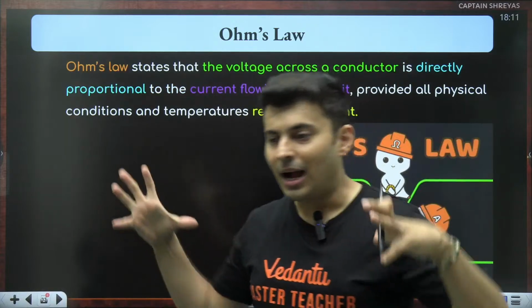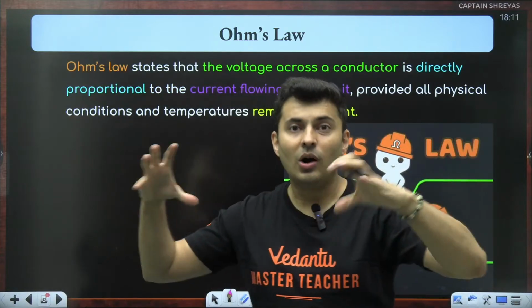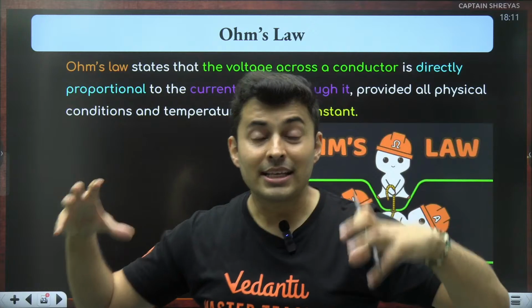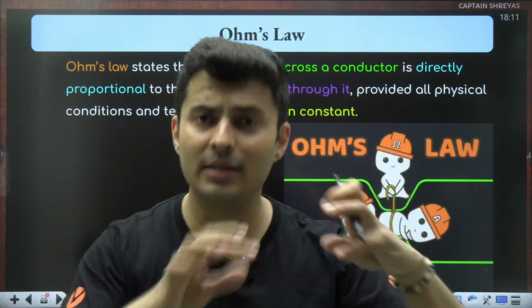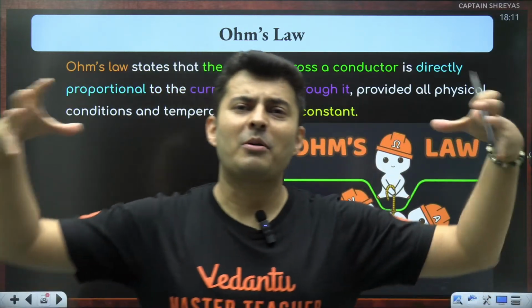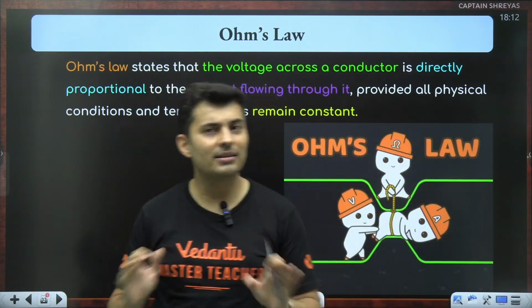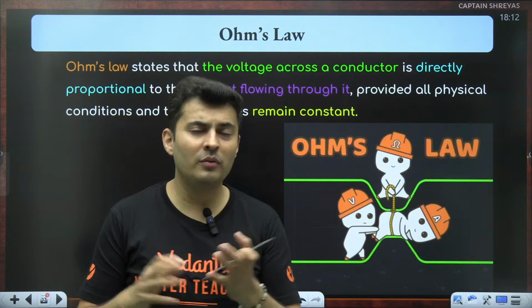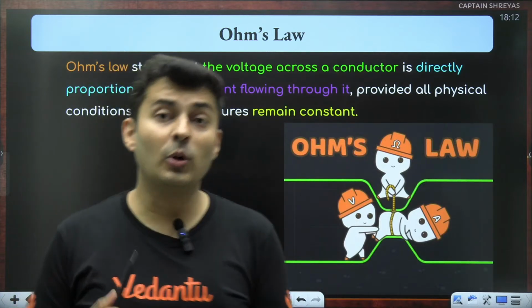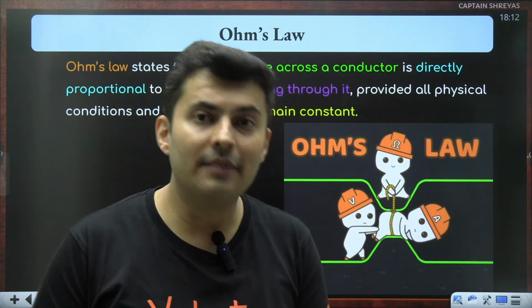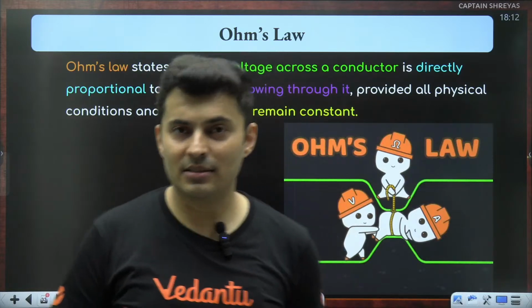So the applied voltage on a conductor is directly proportional to the current which is passing through it. If you apply more voltage difference, more current will pass through it. That's what he simply saw. But that is the crude form of Ohm's law. In fact, Ohm's law gives us the definition of something called the resistance.